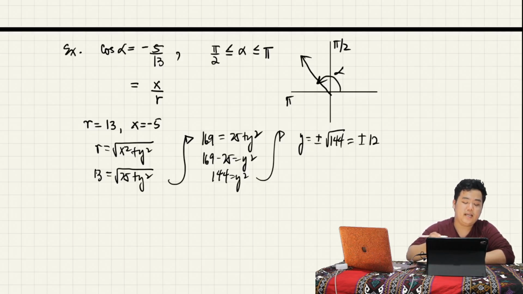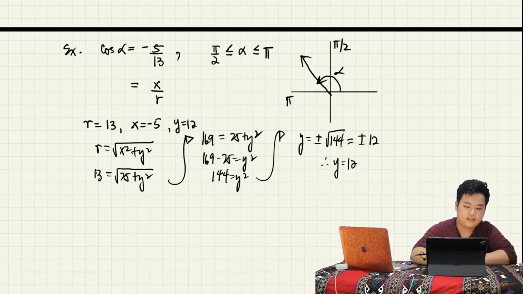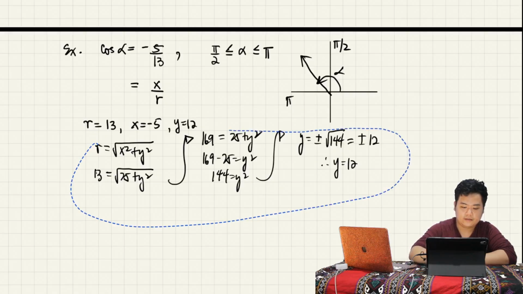So, paano nyo malalaman yung sign? Paano kayo magdi-decide? So, you will decide using kung nasaang quadrant yung angle mo. Yung point mo, somewhere andito lang yun. Okay? So, nasa quadrant 2 ka, dapat yung y mo positive. So, therefore, y is 12. Okay? So, sulat na natin dito. Y is 12.